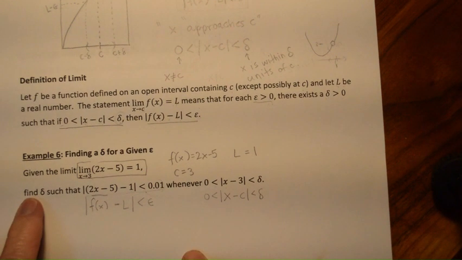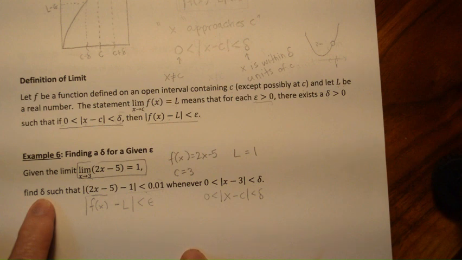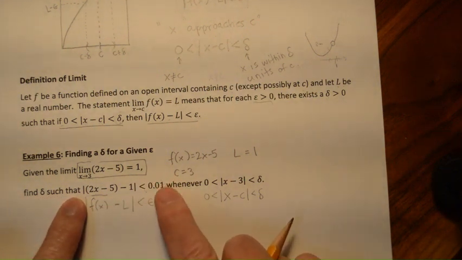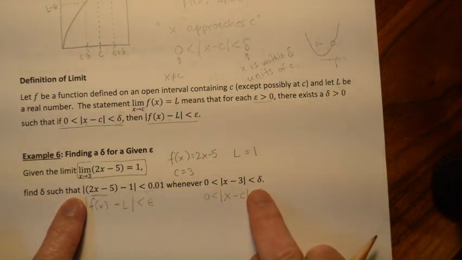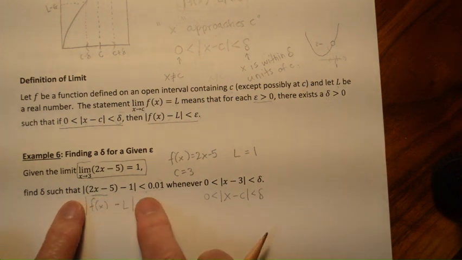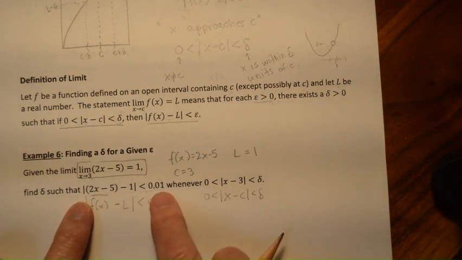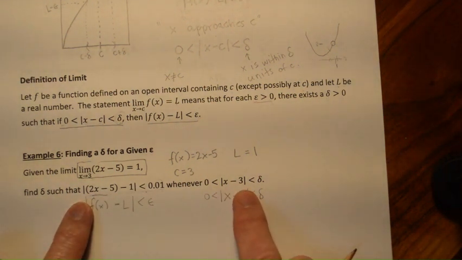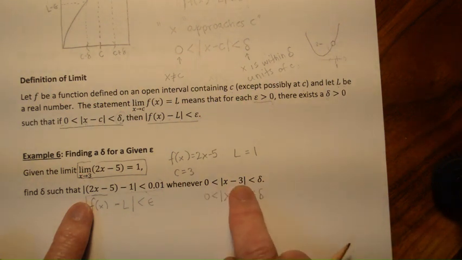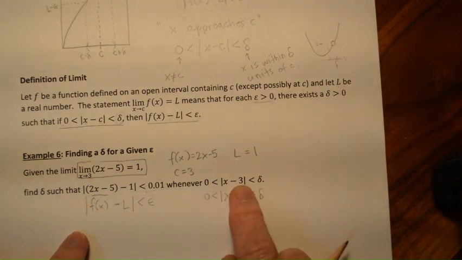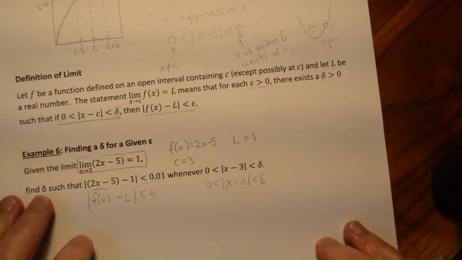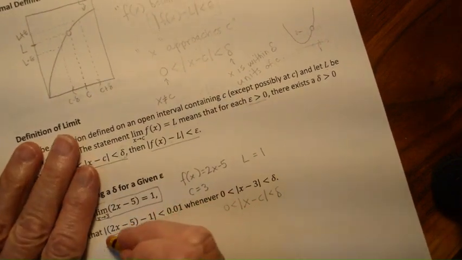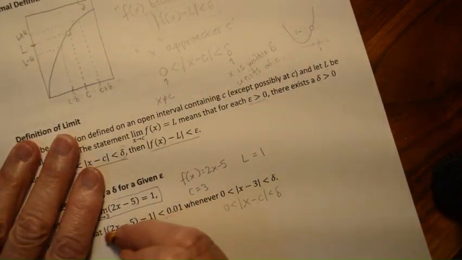All right, so it's saying find the delta such that whenever our epsilon is less than 0.01, or so that we can guarantee that the difference will be less than 0.01 units away whenever we're in that delta bubble around 3. All right, and again, this looks like it should be crazy, but it's not going to be. Let me just erase this to make a little bit more room for us.